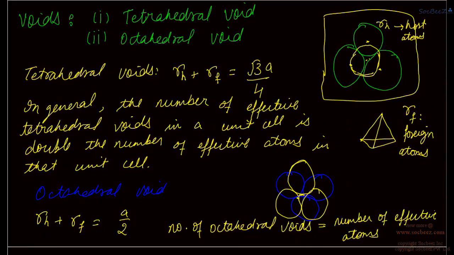Now let's discuss something about radius ratio. Now since we just now saw that generally the host atoms are anions, and the foreign atoms are cations, because in case of anions their size is bigger than that of cations. Therefore there is a concept of radius ratio. It equals radius of cation upon radius of anion. This is nothing but the ratio of the radius of cations to that of radius of anions.